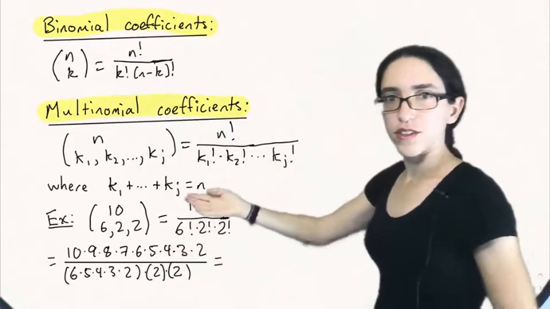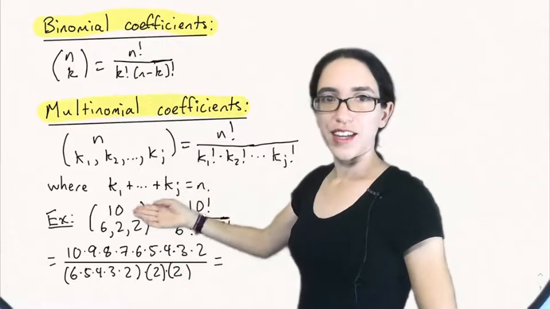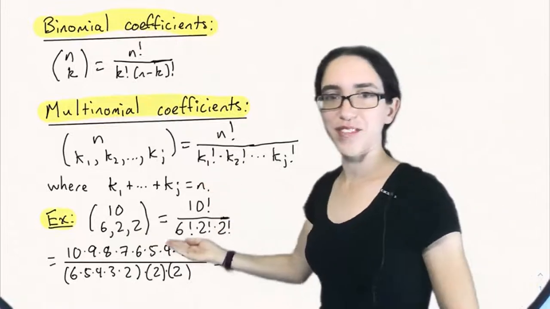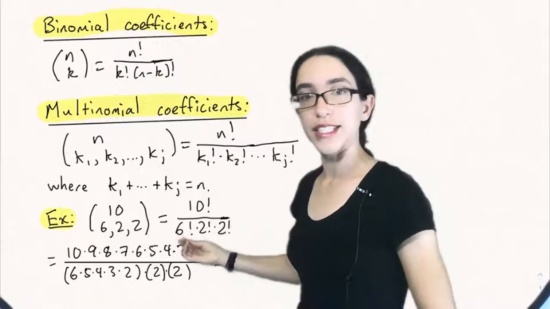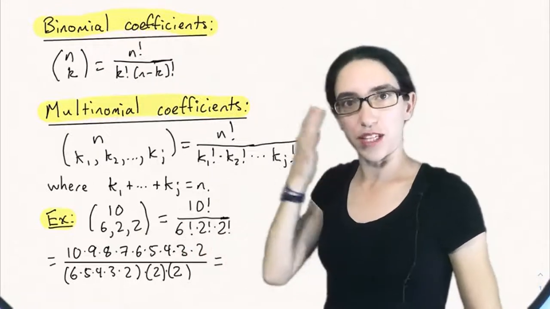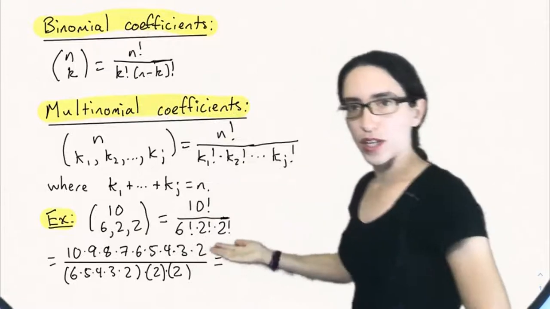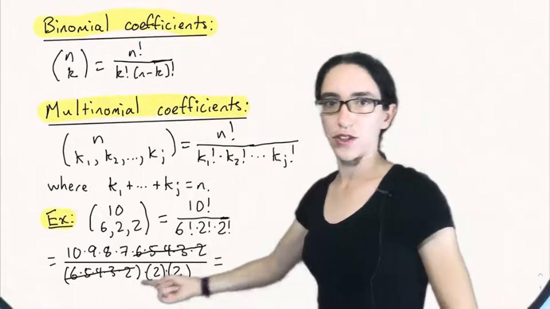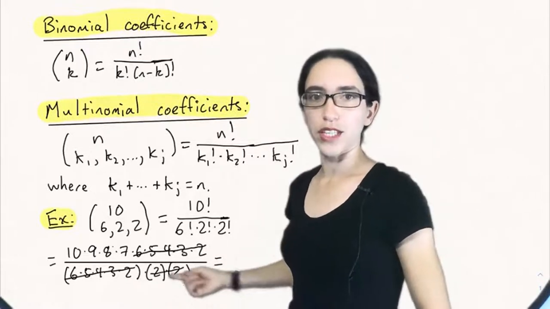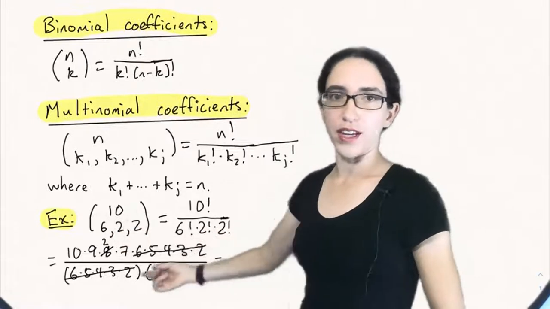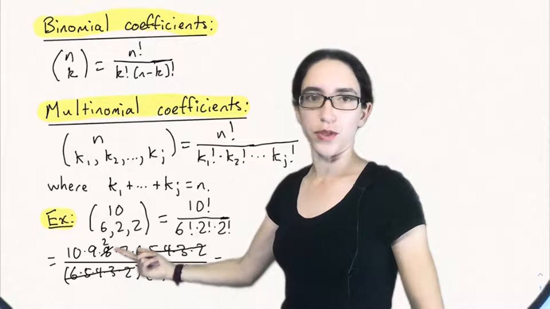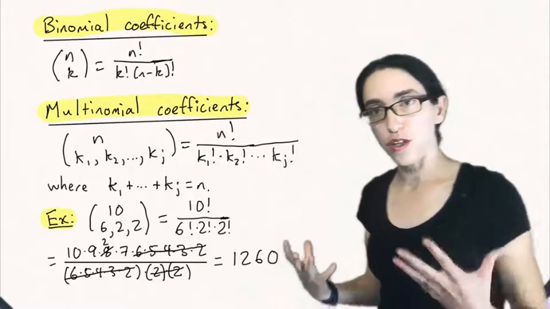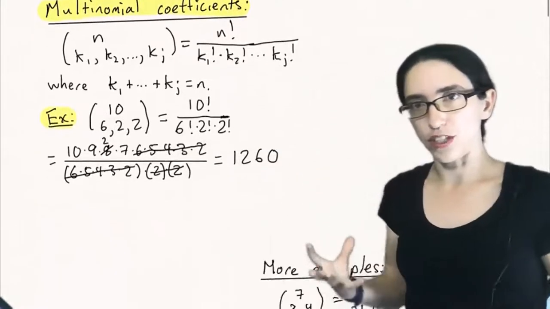For example, let's compute the multinomial coefficient 10 choose 6, 2, and 2. This is 10 factorial divided by 6 factorial, 2 factorial, and 2 factorial. Notice that 6 plus 2 plus 2 does equal 10, so it's a valid multinomial coefficient. And we can write out the factorials and cancel just like we do when we compute binomial coefficients. Here, the 6 factorial, let's cancel that. And then the 2s go into the 8 and make it a 2. And then 9 times 7 is 63, times 2 is 126, times 10 is 1260. And so that's an example of a multinomial coefficient. Today we're going to see where multinomial coefficients come up in combinatorics.